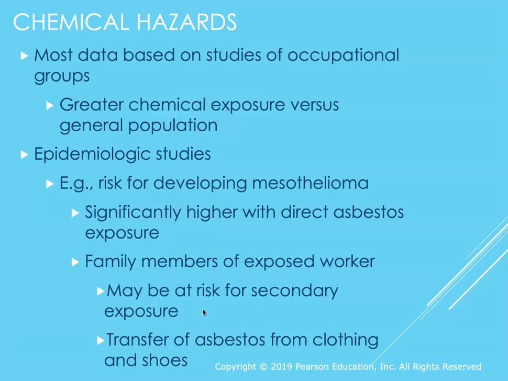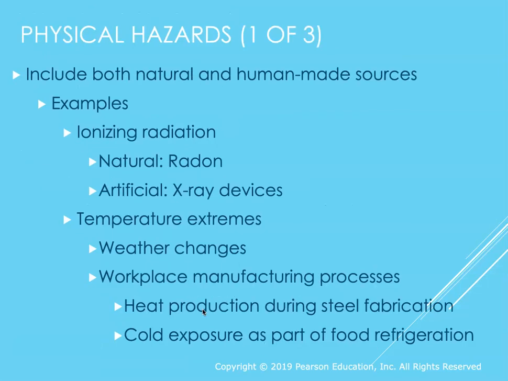Also, if you're exposed to asbestos and you're a smoker, having these two together is going to definitely significantly increase your chances of developing a respiratory issue, okay? In terms of physical hazard, these can be both natural and human-made. Some examples: ionizing radiation. A natural source of ionizing radiation is radon. Artificial sources include X-ray devices. Ionizing radiation is radiation that can give off electrons. It is capable of altering or causing genetic changes, okay? So ionizing radiation is particularly dangerous.